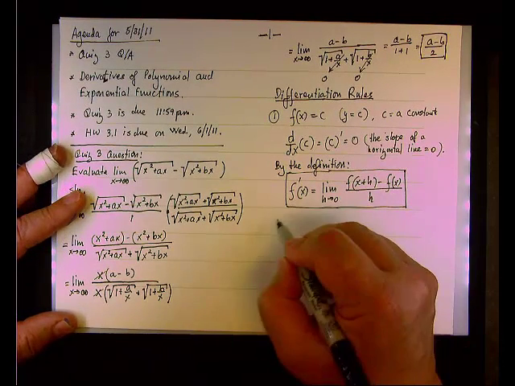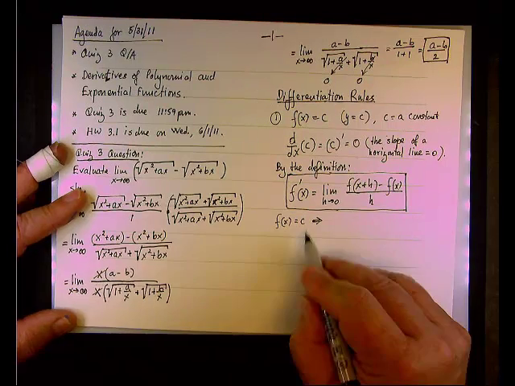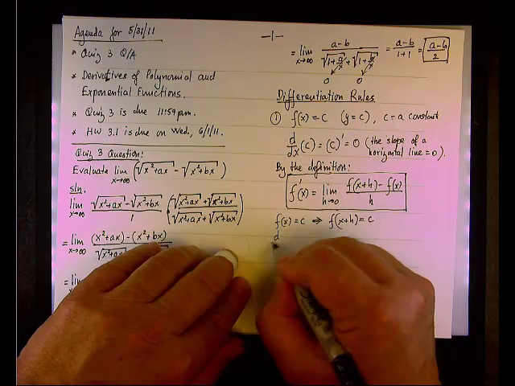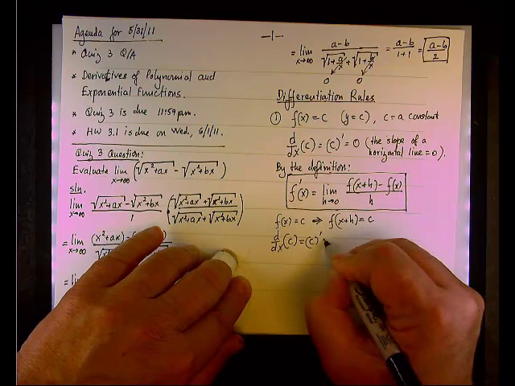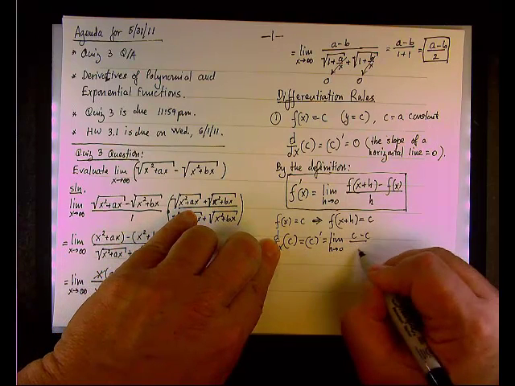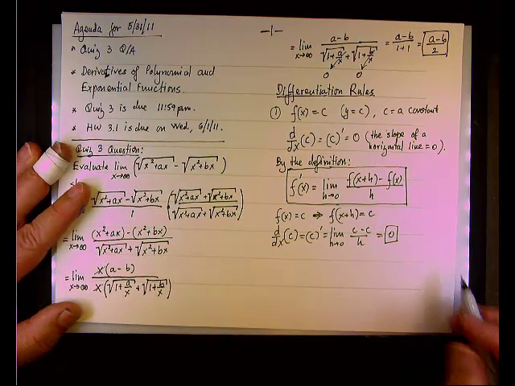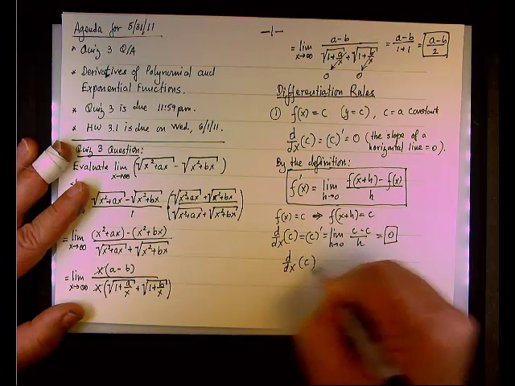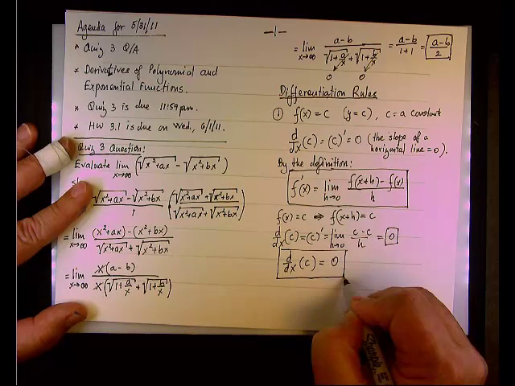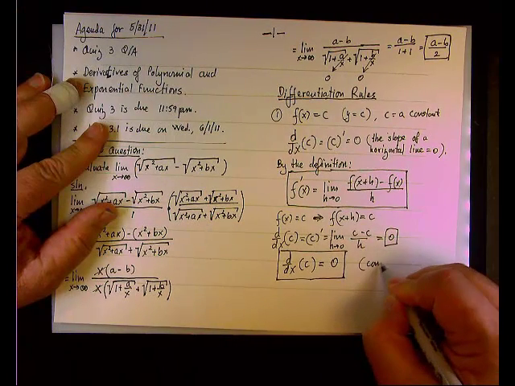And so in this case, f of x equals c, and because x is not in the function, then f of x plus h is also equal to c. And therefore, d dx of c, or c prime, equals the limit as h approaches 0 of c minus c divided by h. So it's simply 0. And we have one rule, the constant rule: d dx of c equals 0. All right, so that's one rule. Let's call it the constant rule.